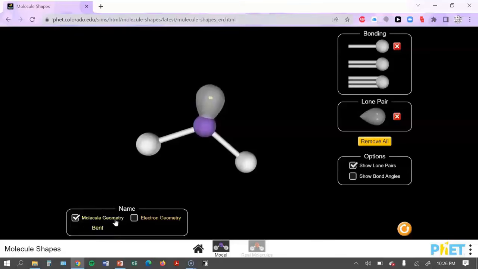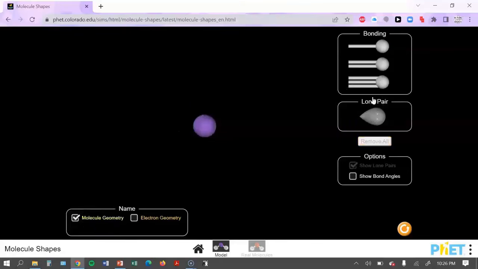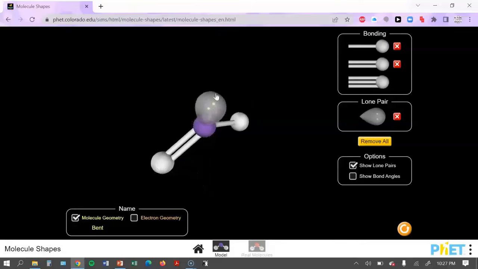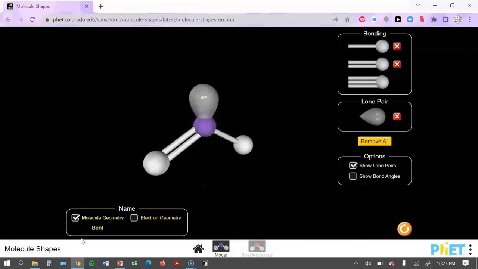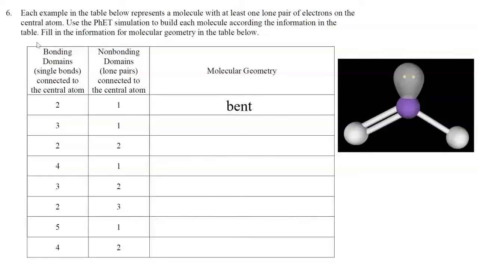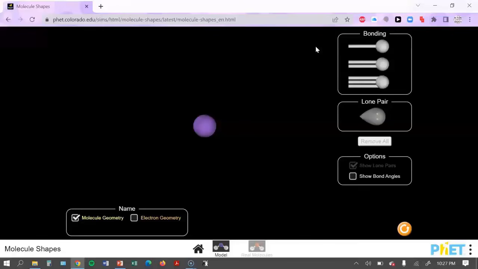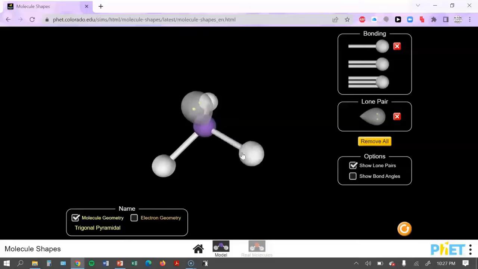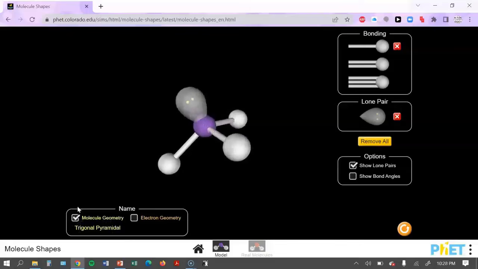and we can see that the shape of this molecule would be bent. We will also get a bent shape if we use a single bond and a double bond and a lone pair. The shape of the molecule would still be bent. All right, our next example is 3 bonding domains and 1 non-bonding domain. And if we build that molecule, 1, 2, 3 bonds and 1 lone pair, we can see that the shape of this molecule is trigonal pyramidal.